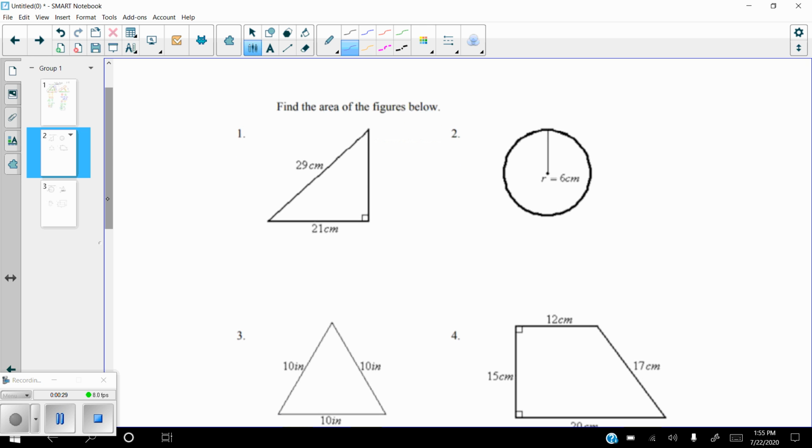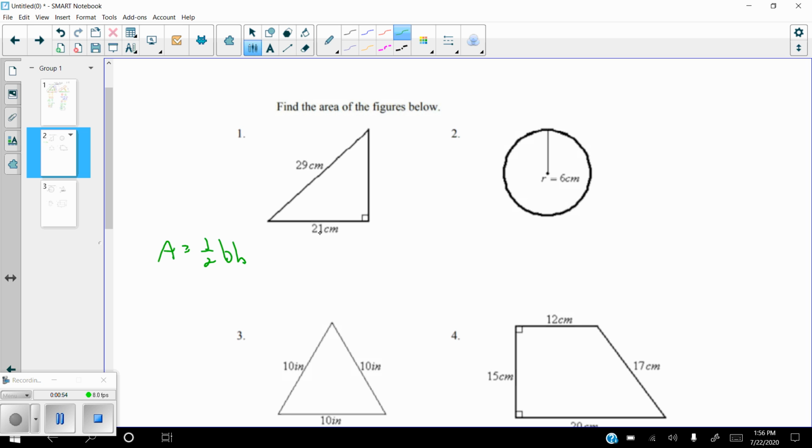So the first one is just the area of a triangle. If you guys remember, the area of a triangle is 1/2 base times height. In this particular case, the triangle is a right triangle. So we have a base. We have 21 as a base. 29 is the hypotenuse, so it's not either one of them. We need to find the height.